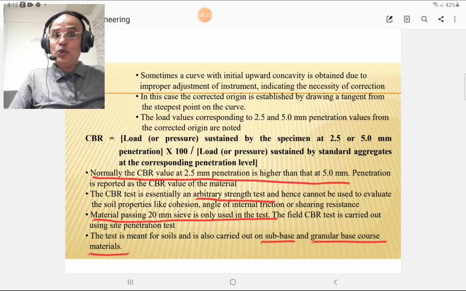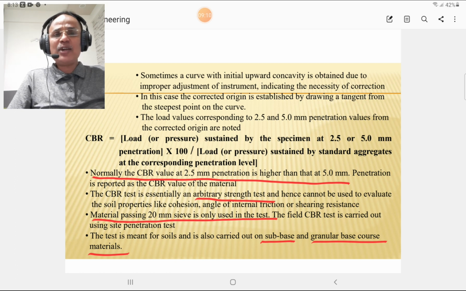So that is the CBR value at 2.5 mm penetration. For lesser penetration the CBR is more, and for 5 mm penetration the CBR is less. So you must remember, for lesser penetration or 2.5 mm penetration, CBR values are more than that of 5 mm penetration. And CBR is basically an arbitrary strength test. You must know that, and it is not used to determine soil strength parameters such as cohesion as well as angle of internal friction. Material passing through the 20 mm sieve is only used for this CBR test. This test is also carried out for sub base and granular base course materials. So you must know the CBR.